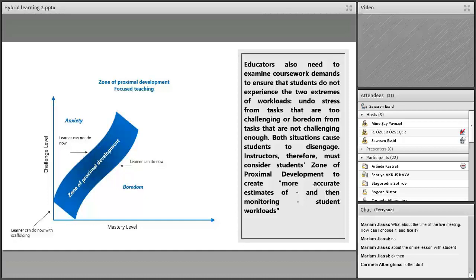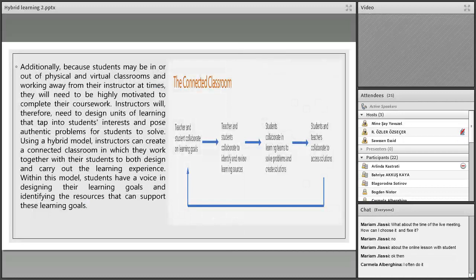Now, what educators need to do is to examine the course book demands to ensure that students do not experience the two extremes of workloads. Now, the undue stress from tasks that are too challenging or boredom from tasks that are not challenging enough. Both situations cause students to disengage. Instructors therefore must consider students' zone of proximal development to create more accurate estimates of and then monitor the students' workloads.